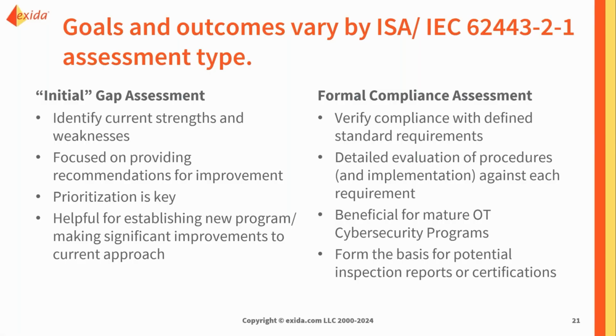And so kind of the lesson here is that the goals and outcomes really vary by the assessment type. We think about that initial gap assessment, like I said, we're looking at strengths and weaknesses. We want to have recommendations for improvement, and that's really our goal and our outcome: what can we do to make the site better. It's all about prioritization because we know sites have limited time and resources. So really figuring out what they need to focus on and address first is key.